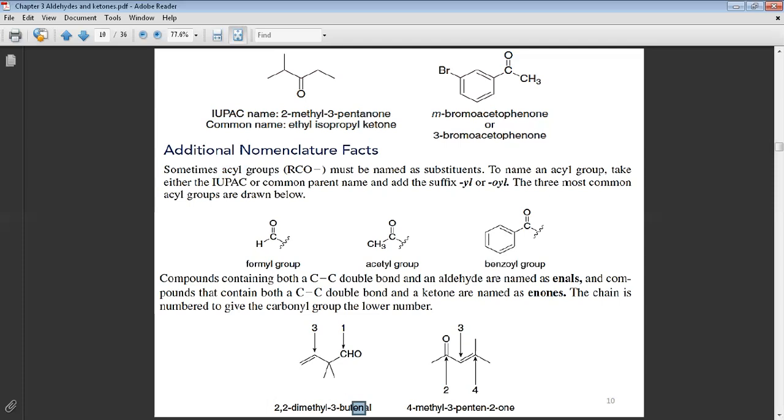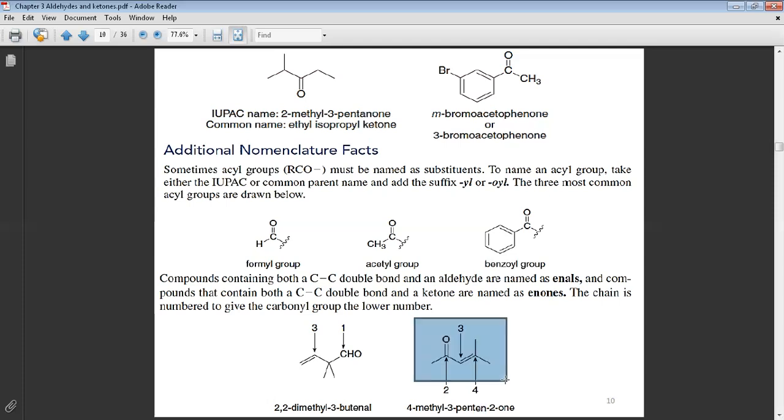Like this also. Look, for methyl, we have here 4-methyl. We have here 3-pentene and one ketone. Where's the ketone? It starts from carbon number 2. Where's the alkene? It starts from carbon number 3. That means 3-pentene, 2-one. Look, it's a small compound.